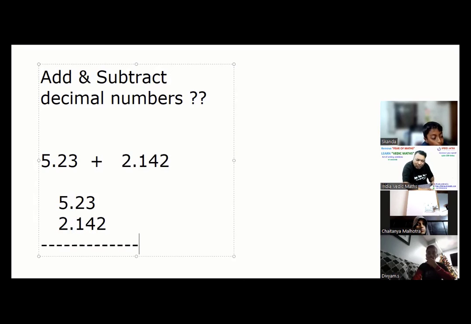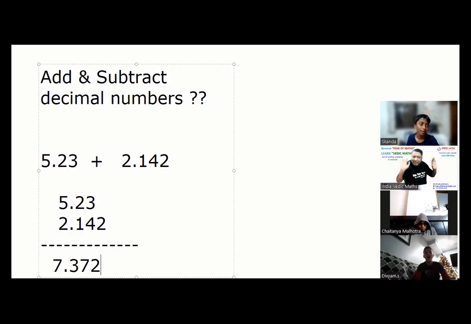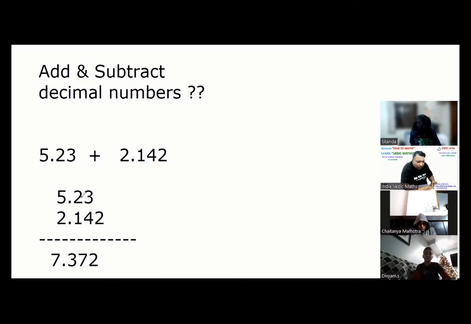And do the normal addition, you always know, right? Normal addition. 5 and 2 is 7, then decimal, then 3, then 7, then 2. That decimal addition is not difficult. Put decimal point below decimal point. That is the rule. If you are able to put decimal point below decimal point, everything is same like normal number. Got it? How to add? Same way. Put decimal point below decimal point.